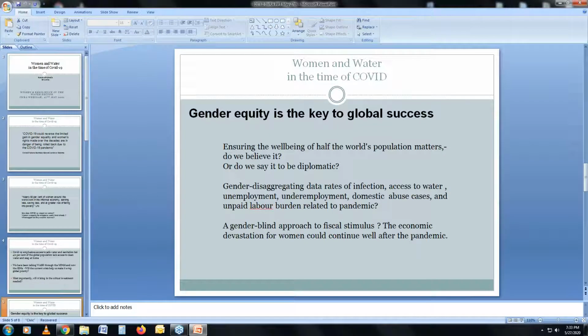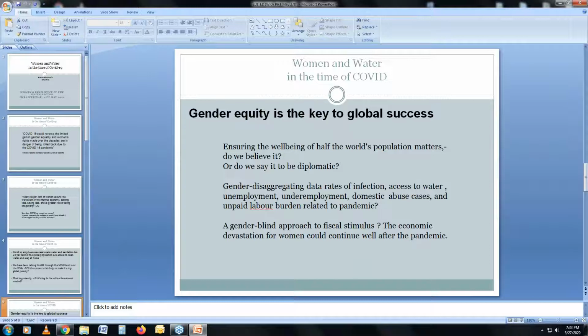For me, gender equity is the key to global success. And we have been saying again and again that we have to ensure the well-being of half the population if we want to make it to the SDGs. The SDGs seem to have sort of fallen by the wayside now, but let's put them back in. Do we believe it? Do we think that it can be done?